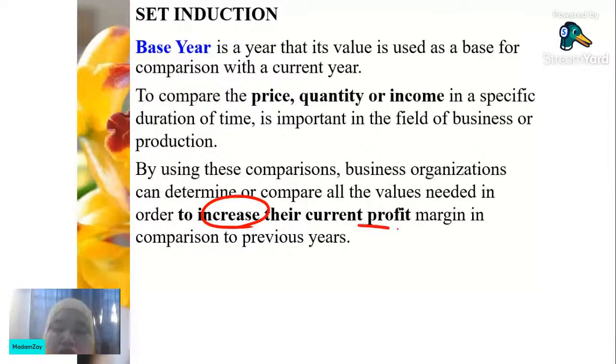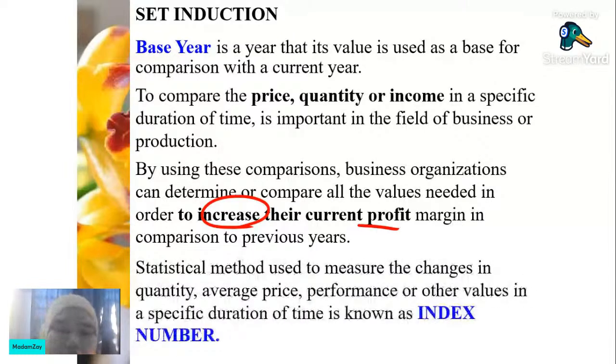So if you do business, of course, we want to increase our current profit. So we might increase all over the year, or we might be decreasing profit. So we need to always check, to compare. Okay, so increase the profit margin in comparison to previous year lah. The statistical method used to measure the changes in quantity, average price and performance, or other values in a specific duration of time is known as index number. So usually we use a year in comparison. The duration of time will be the year.